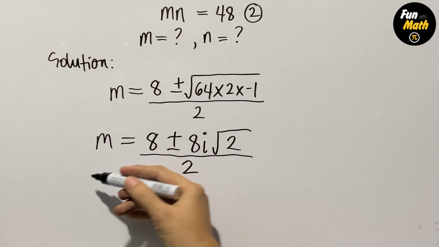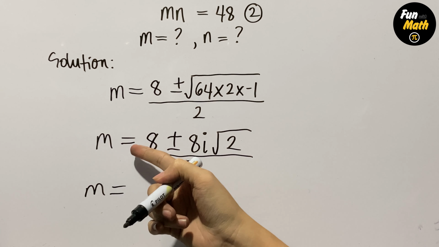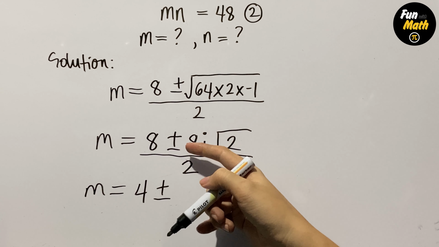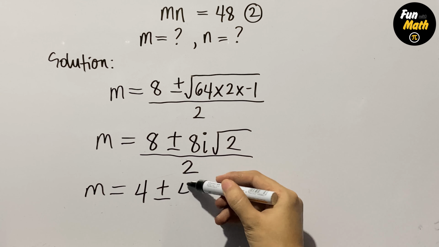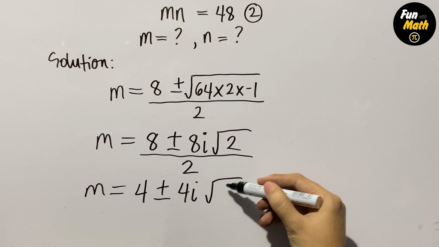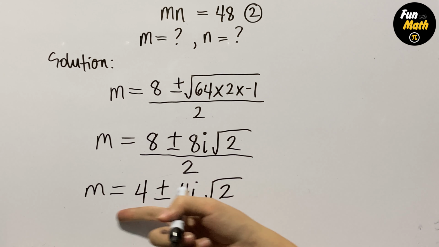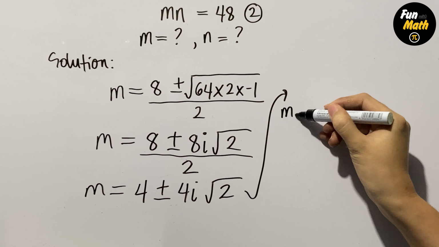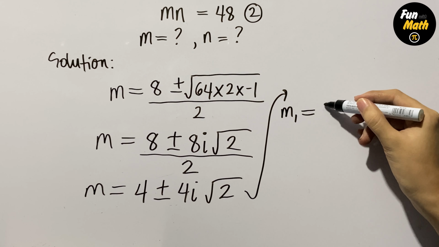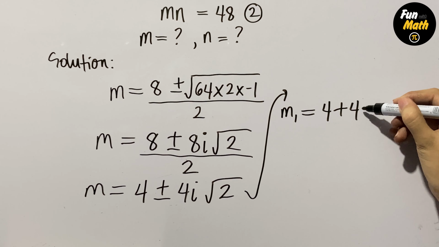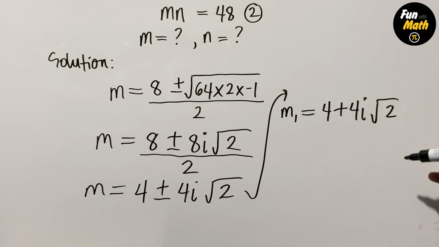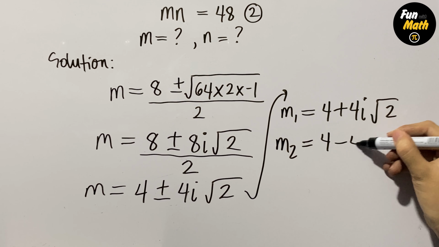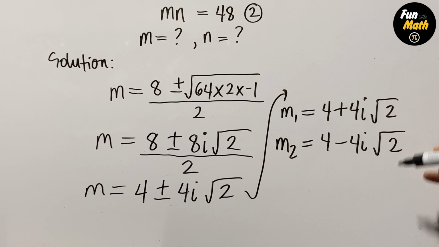And then m is equal to 8 divided by 2, that is 4, plus or minus 8i divided by 2, that is 4i, square root of 2. Now for this, we can have two values of m. So m1 is equal to 4 plus 4i square root of 2, and for m2, that is equal to 4 minus 4i square root of 2.